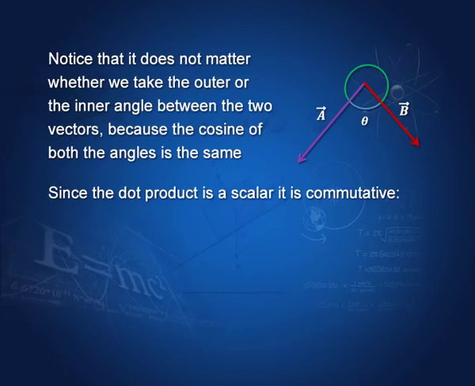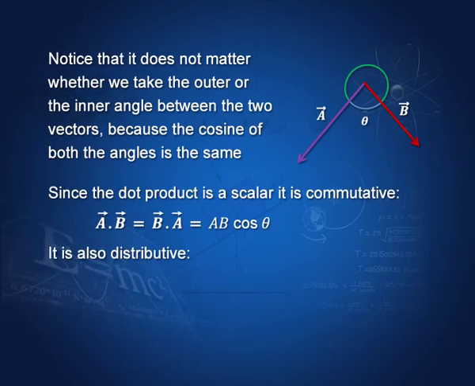Since the dot product is a scalar, it is commutative. That means vector A dot vector B is equal to vector B dot vector A, and both are equal to A B cos theta. So, the order does not matter. You can have A dot B or B dot A. The product is always the same, A B cos theta, and it is also distributive. Again, the order does not matter.